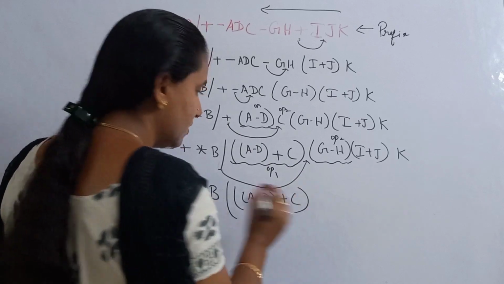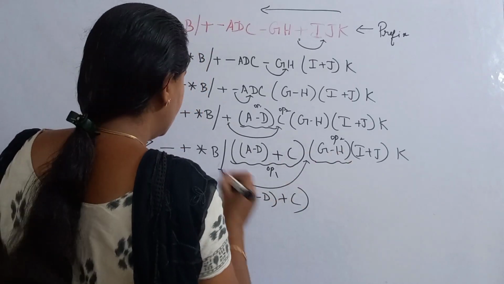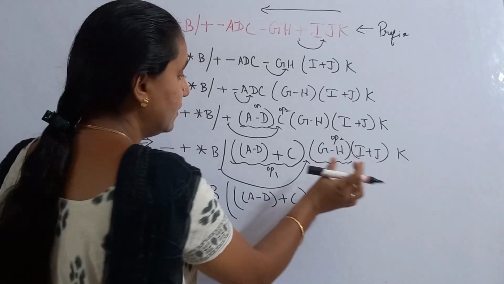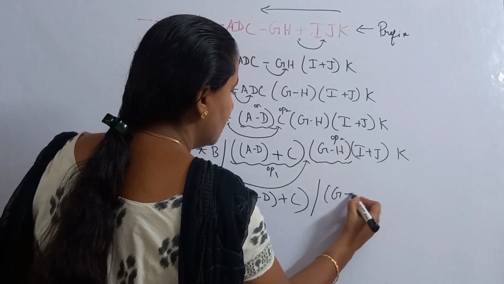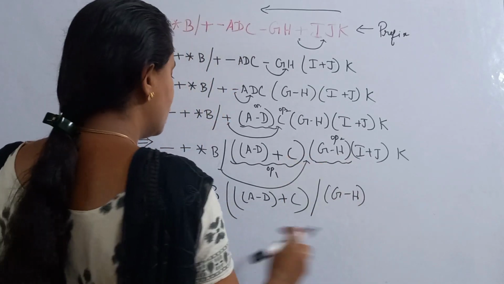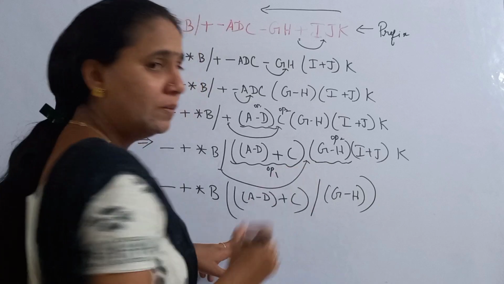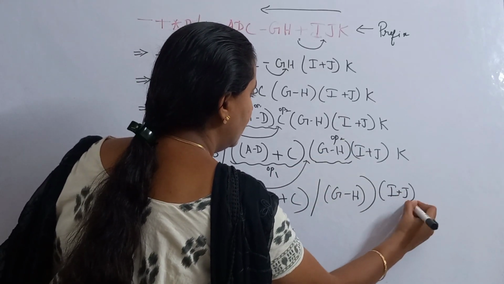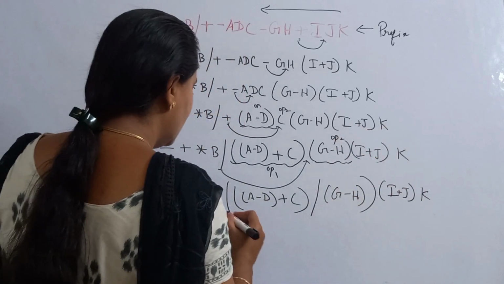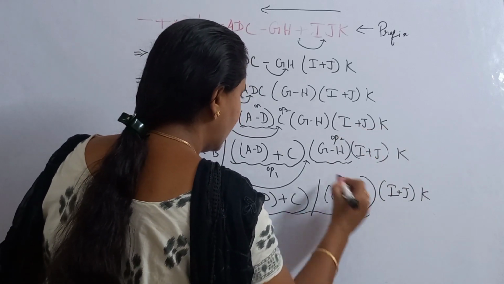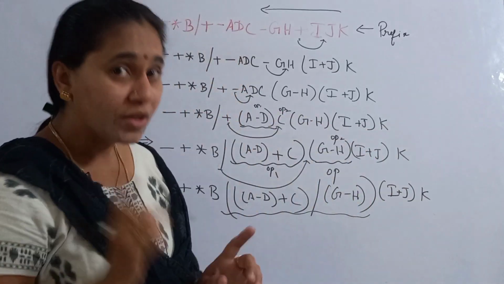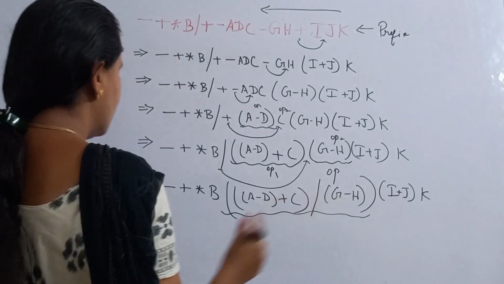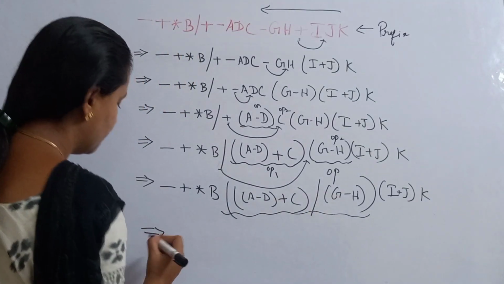This is one operand, isn't it? Now insert slash. Write the next operand, so g minus h. So now close the whole bracket. So now write it as it is, i plus j and k. Now if you see, this whole part is an operand. Okay friends, are you all clear? Okay. So now we will go for the next step.